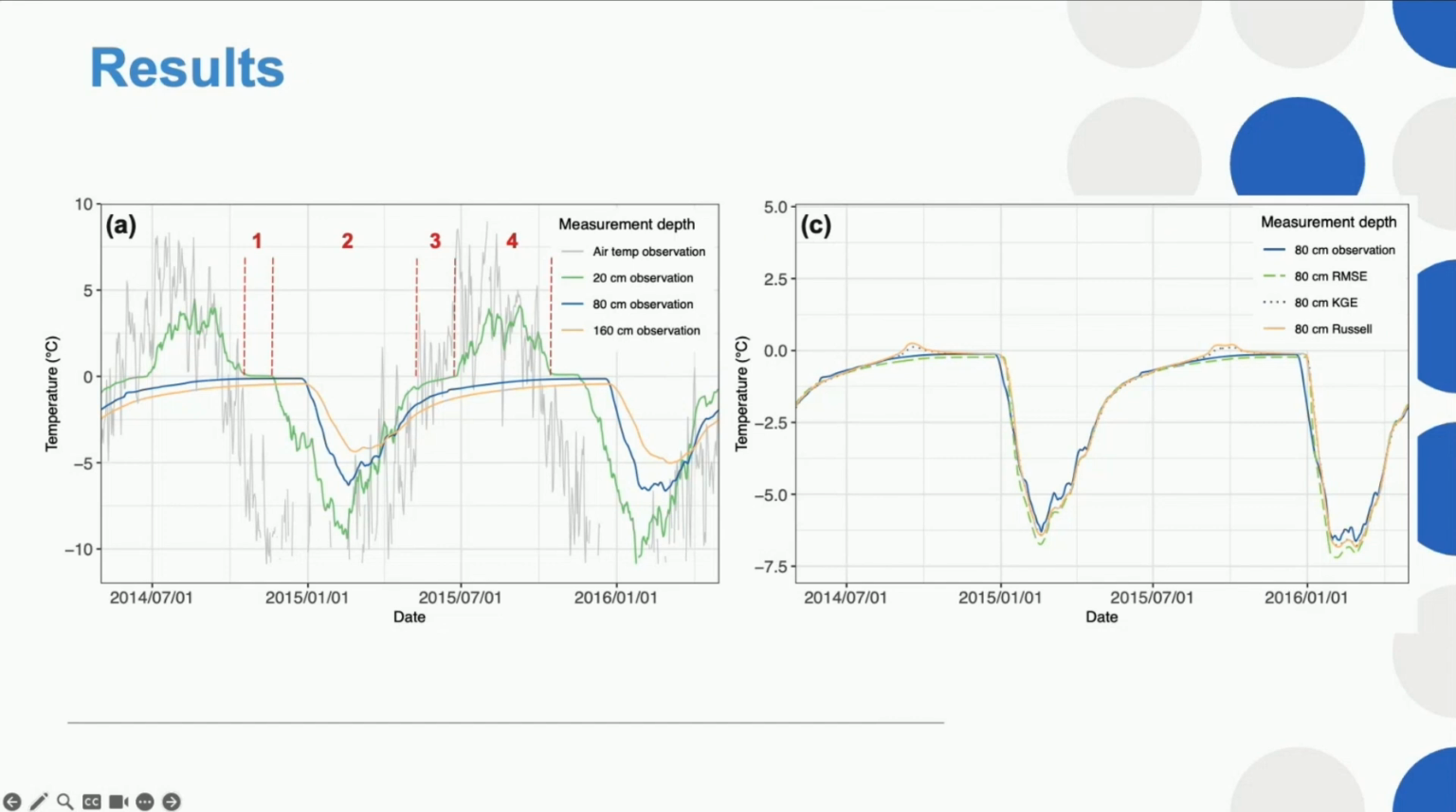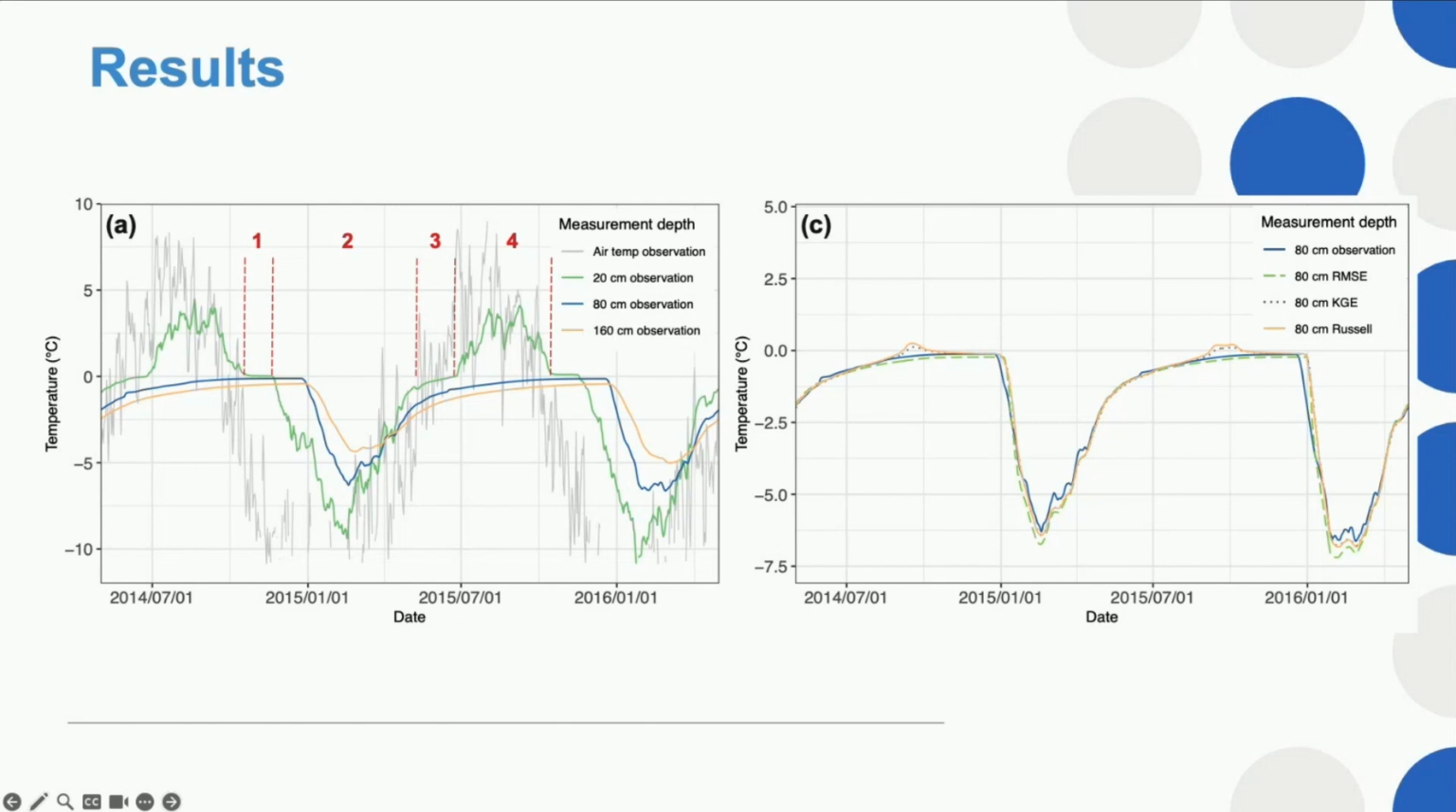So here on the left, you can see a snapshot of the measured data from the permafrost. And here on the right, you can see that we just plotted the data that we measured at 80 centimeters depth, alongside with 3 of the best model results. So the Russell's, the root mean square error, and the Klein-Gupta efficiency.